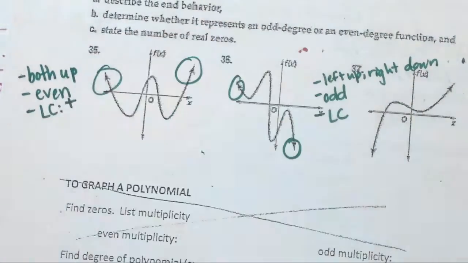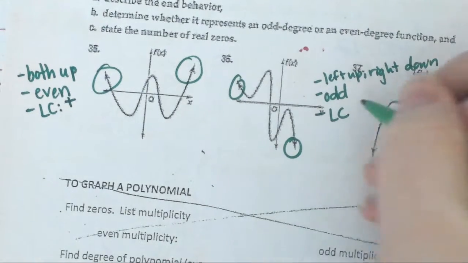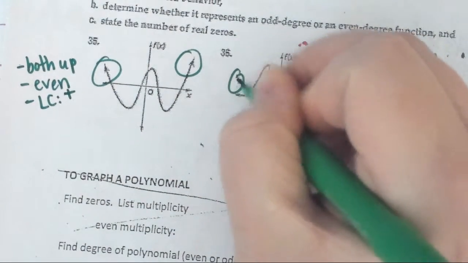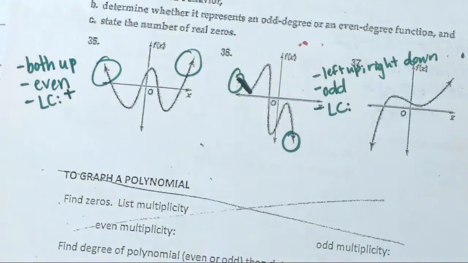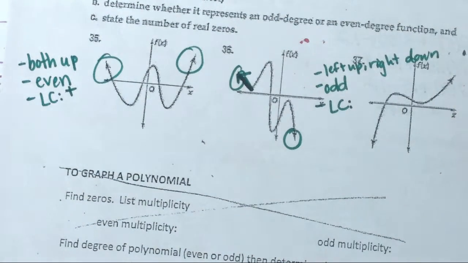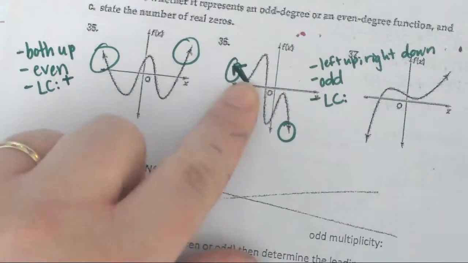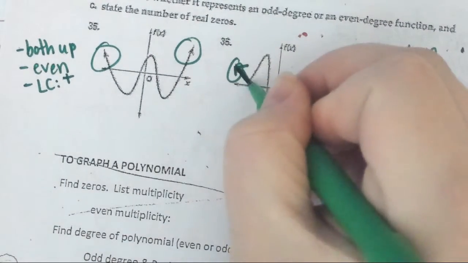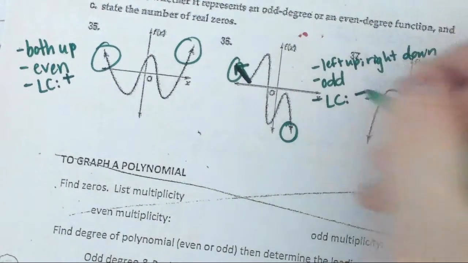Okay. On 36, is the snake going up or down the wall at the beginning? When you first see a snake enter the picture, right here, how is that snake going? That's up. Yeah, that's down. It looks like we're going downhill. That's down, so the leading coefficient is negative.